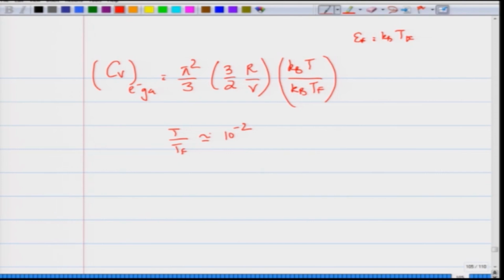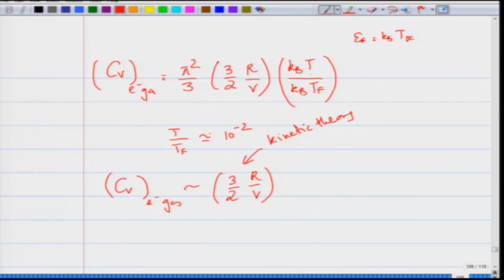If you look at pi square by 3 and put in numbers, for example for copper, you put in the temperature and calculate the Fermi temperature, which we have calculated earlier, about 80,000 K for copper, and the temperature you take as about 300 Kelvin. Then you will find that the specific heat of the electron gas, compared to the value obtained from kinetic theory, this ratio into pi square by 3 is of the order of 0.01. It will bring down the value by 0.01 compared to the kinetic theory of gases.